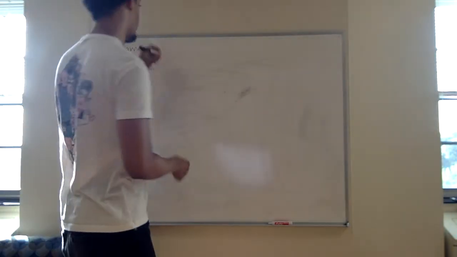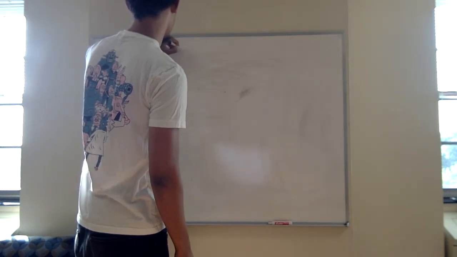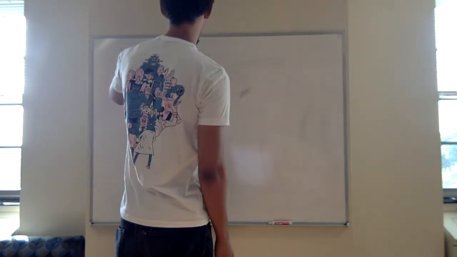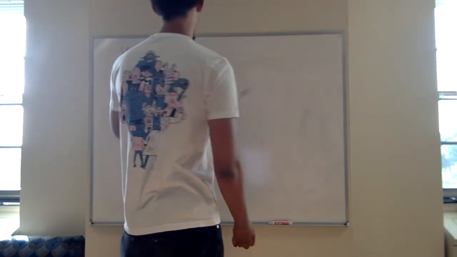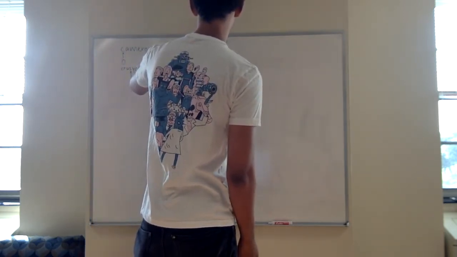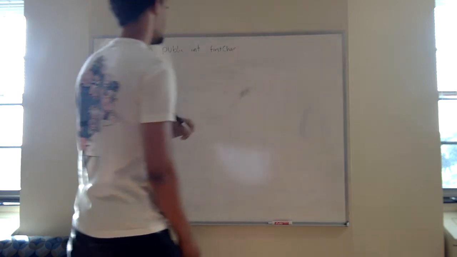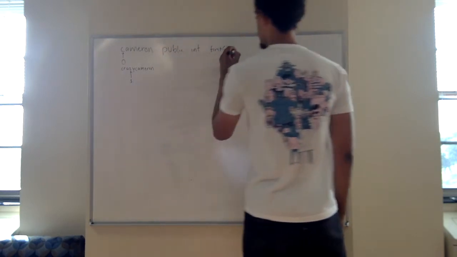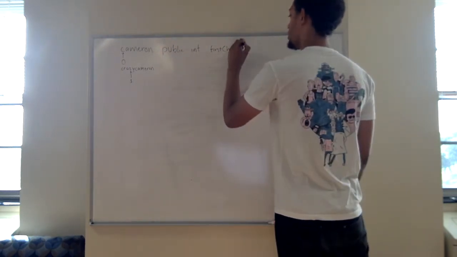So I'm going to go ahead and create the method signature. And we're looking for an index, which means that we're going to be returning an integer. And we can call it firstChar. And we're taking in a string as our only parameter.